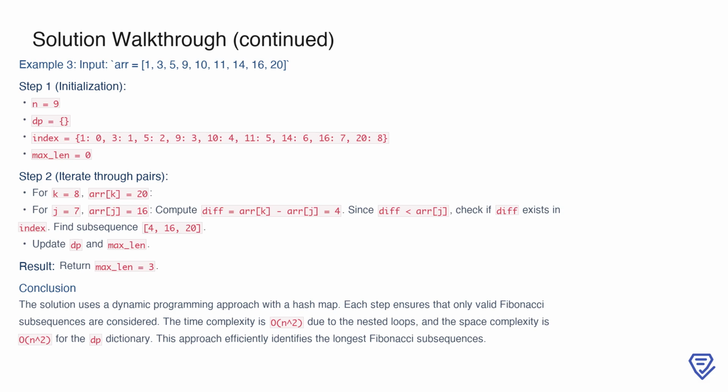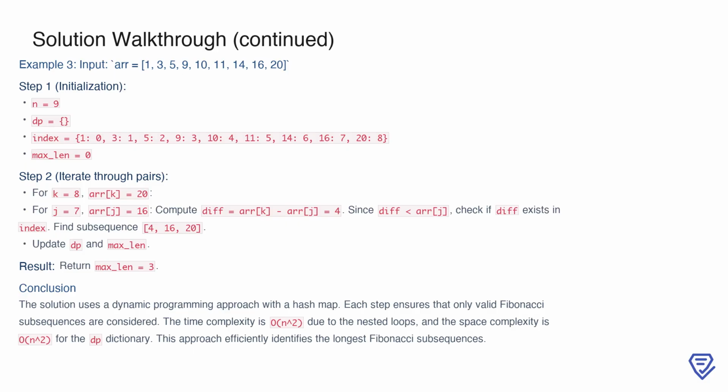As we iterate, for k equals 8 where ARR[k] is 20, we consider j equals 7 where ARR[j] is 16. Calculating diff equals ARR[k] minus ARR[j] gives us 4. Since diff is less than ARR[j] and exists in the index mapping, we identify a valid subsequence, 4, 16, 20. By updating dp and max_len, we determine that the longest Fibonacci subsequence here has a length of 3.